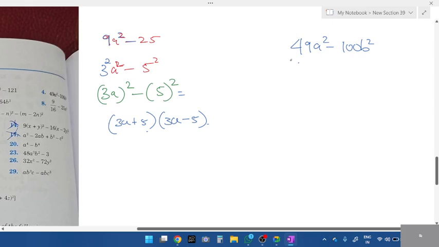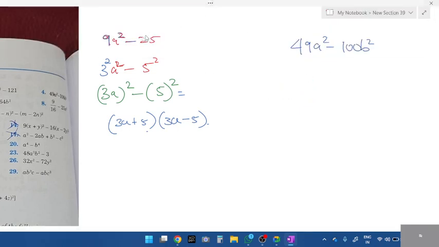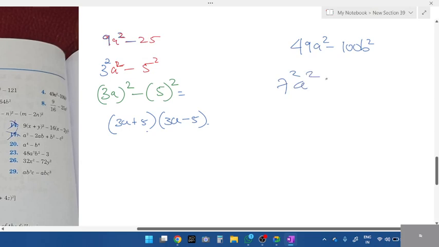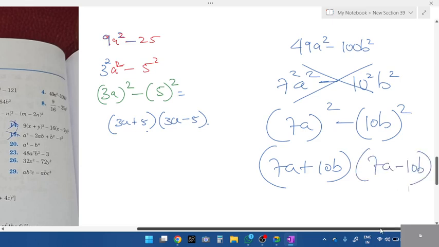Done? Okay. How can I write 49, students? 7 square. So can I just write it together like this directly instead of writing a separate step? 7a the whole square. You can write it that way. If not, I'll write it step by step. Write this as 7 square a square minus 100, 10 square b square. Instead of writing like this, you can write it as a direct step: 7a the whole square minus, very good, 10b the whole square. What's the answer? 7a plus 10b, 7a minus 10b.